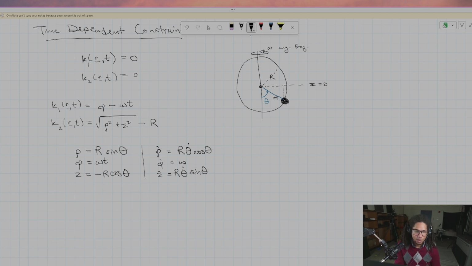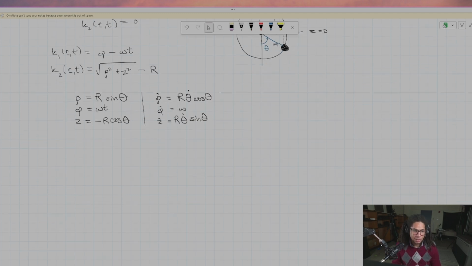Good. Now, to figure out our Lagrangian, we need to write down T and U. U is the easy one. U of r is just mgz. So that gives us minus mg r cos theta. For T, that's a little bit harder. T of v is 1/2 mv squared. And that's going to require us to remember what our velocity vector is in cylindrical coordinates.